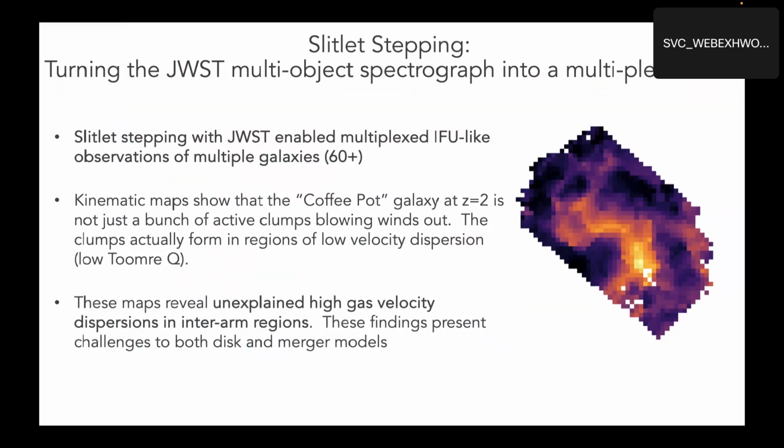So in conclusion, slit stepping with JWST enabled multiplex IFU observations of multiple galaxies. It works, even with a small team like we have. Kinematic maps of the coffee pot showed it's not just a bunch of active clumps blowing winds out. The clumps actually form in regions of low velocity dispersion. And this map reveals this high gas velocity dispersion in the inter-arm regions that's really presenting a challenge to disk instability models. So thank you.